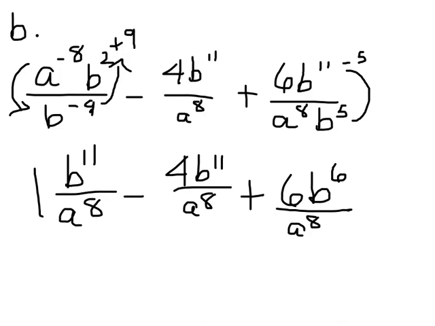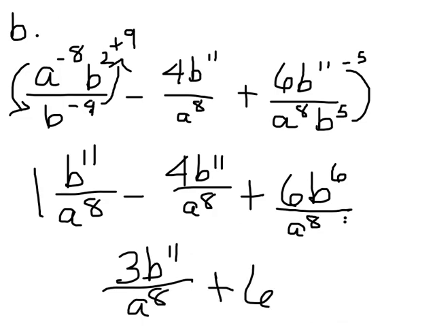So here, this term is not like these two. So I can't add them, even though they've got the same denominator. All right, so I'm going to say 1 minus 4 is 3b to the 11th over a to the 8th plus 6b to the 6th over a to the 8th.